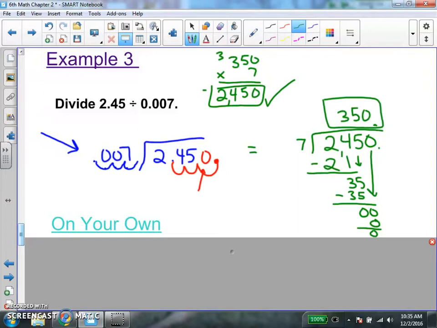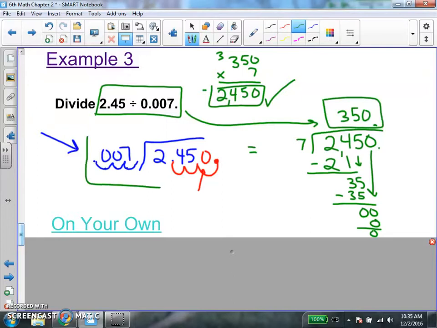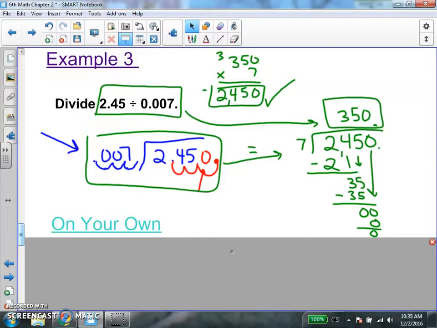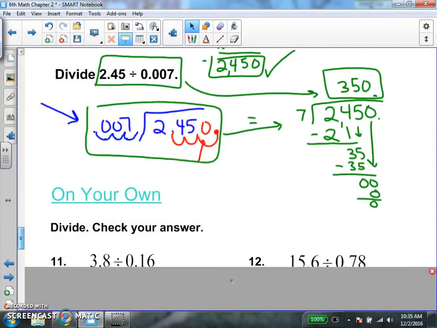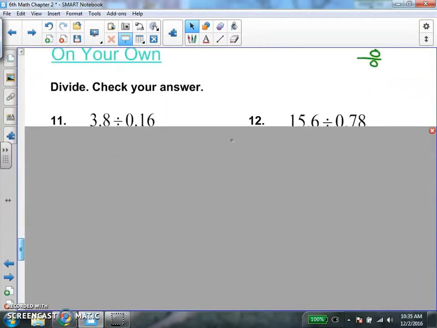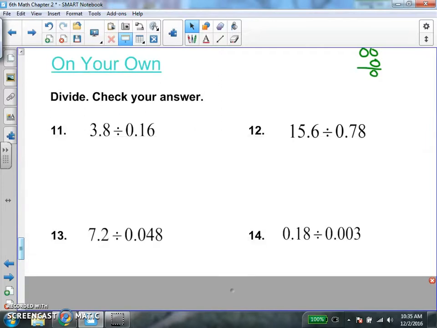It does seem weird if you were to plug this into your calculator, 2.45 divided by 0.007, that your answer would be 350. But go ahead and try it. It will be. Because this expression is the very exact same thing as this expression. A few on your own problems here to try with adding in those zeros when you move your decimal.